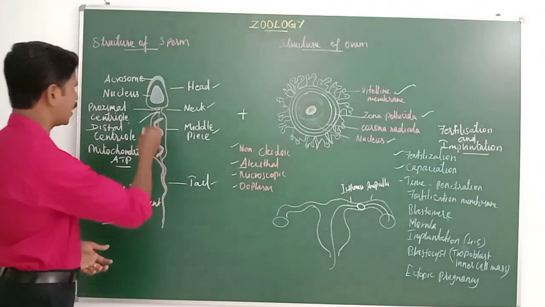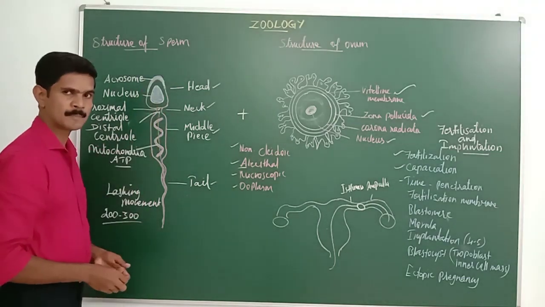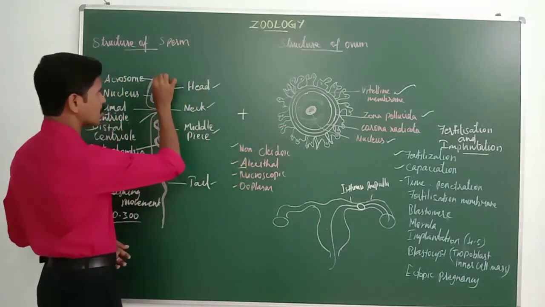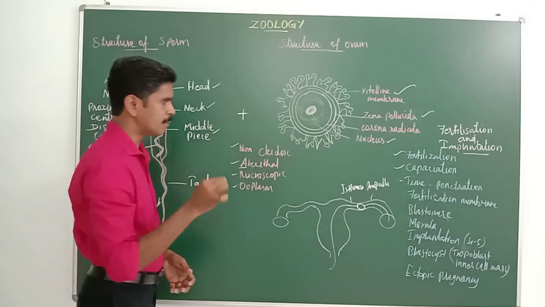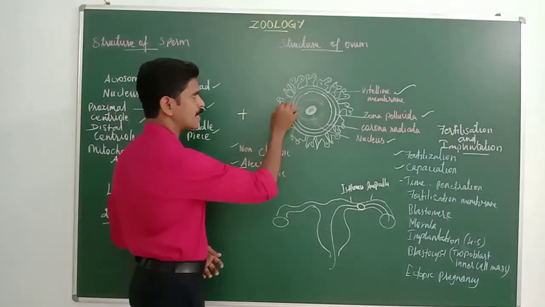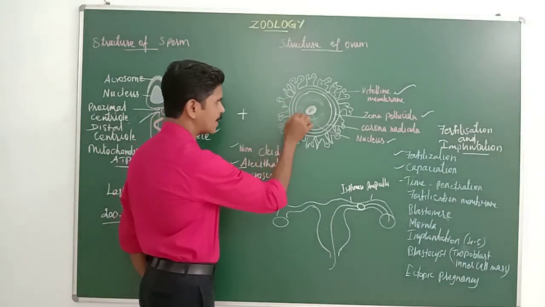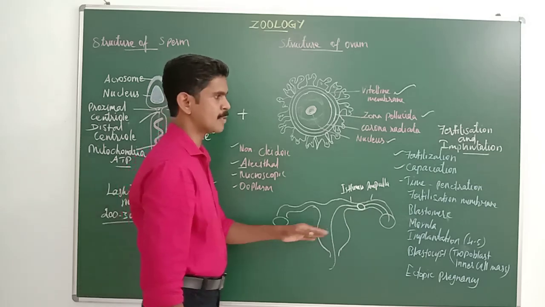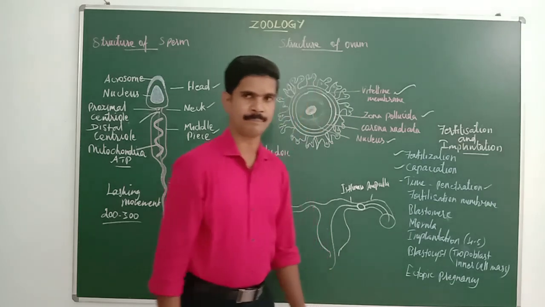I already told you this hyaluronidase enzyme is highly present in the acrosome region of the sperm. So when the sperm reaches this region, the acrosome releases the hyaluronidase enzyme. This enzyme disintegrates all the follicular cells, so the sperm can easily enter inside the ooplasm of the egg. This process is called penetration.